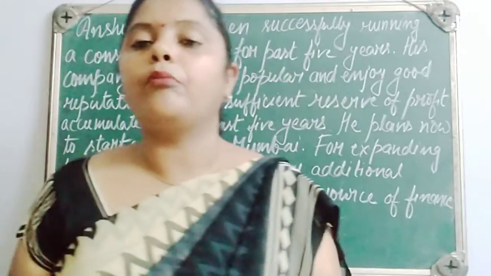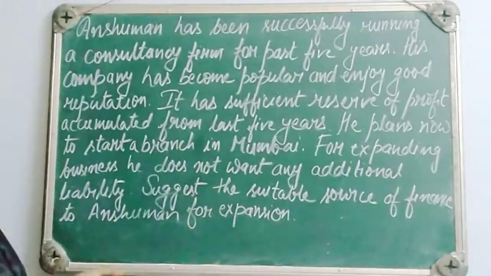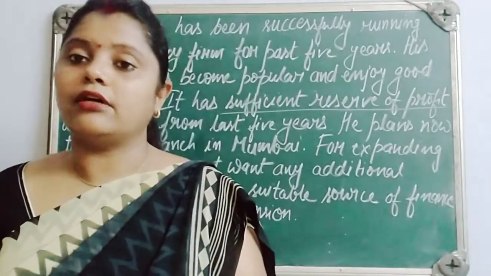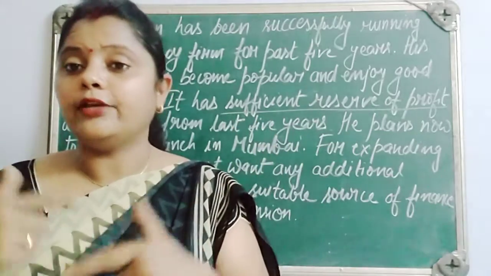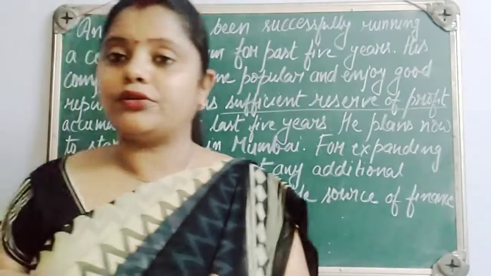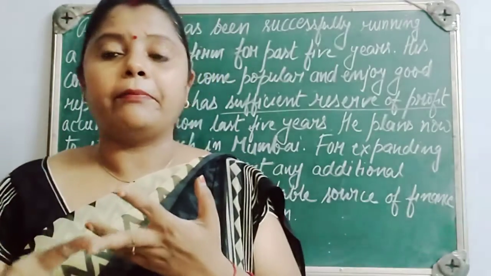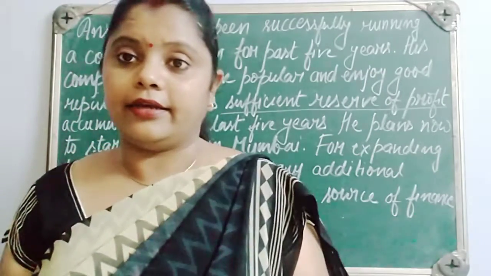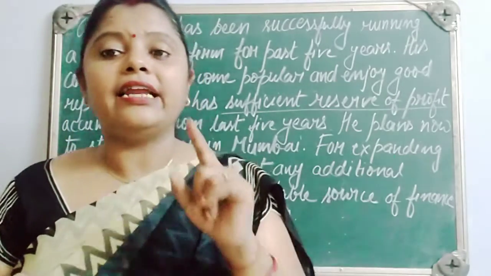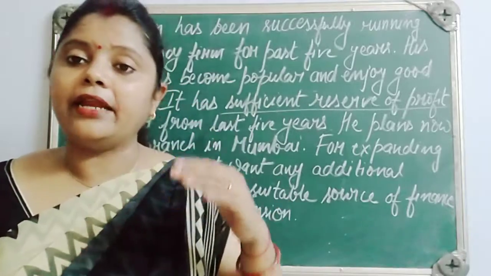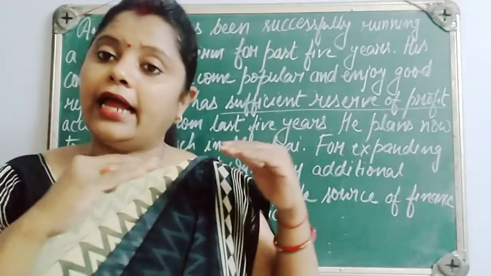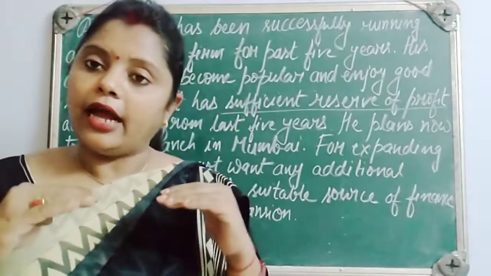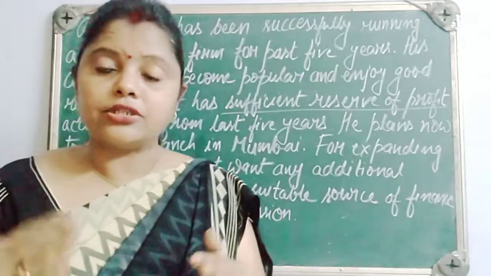Now you can see one very important piece of information they have given: it has a sufficient reserve of profit. What is the familiar term for this? Just try to recall, because we have already discussed various sources of finance: shares, debentures, public deposits, trade credit, factoring, and one of the most important, retained earning. We have already discussed that retained earning is nothing but a part of profit retained by the firm or the company. Here the same thing is done by Anshuman. He has earned a good amount of profit in the previous 5 years and accumulated that money, and obviously that money can be utilized for expansion or growth.